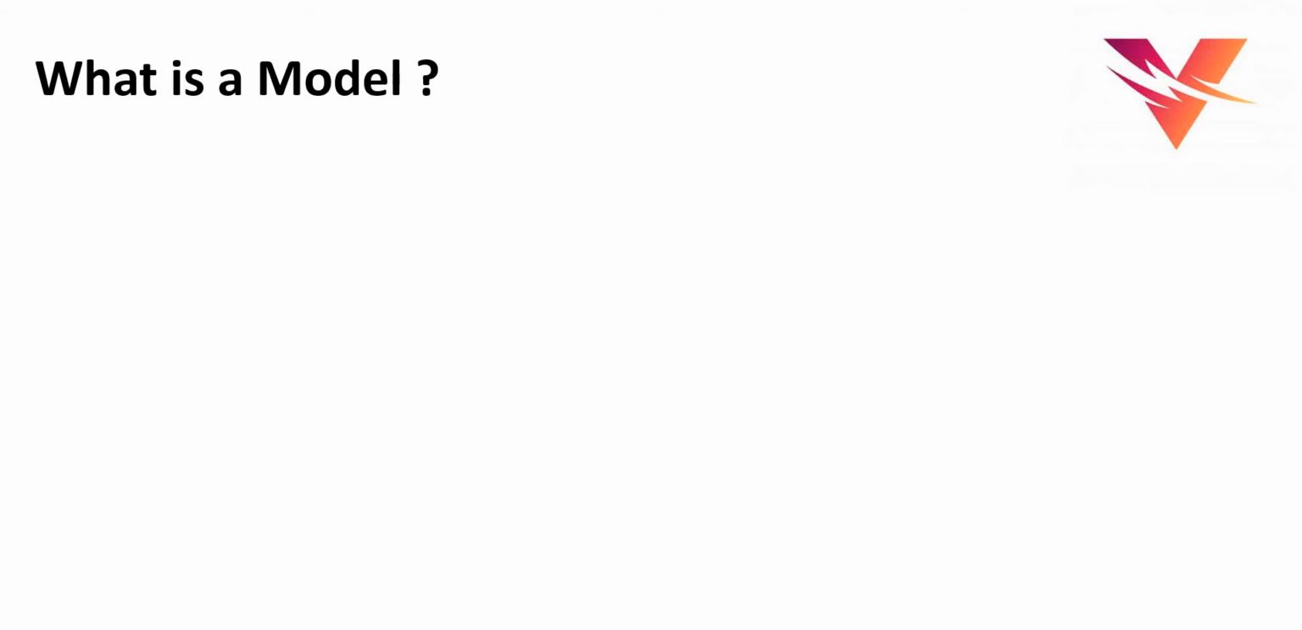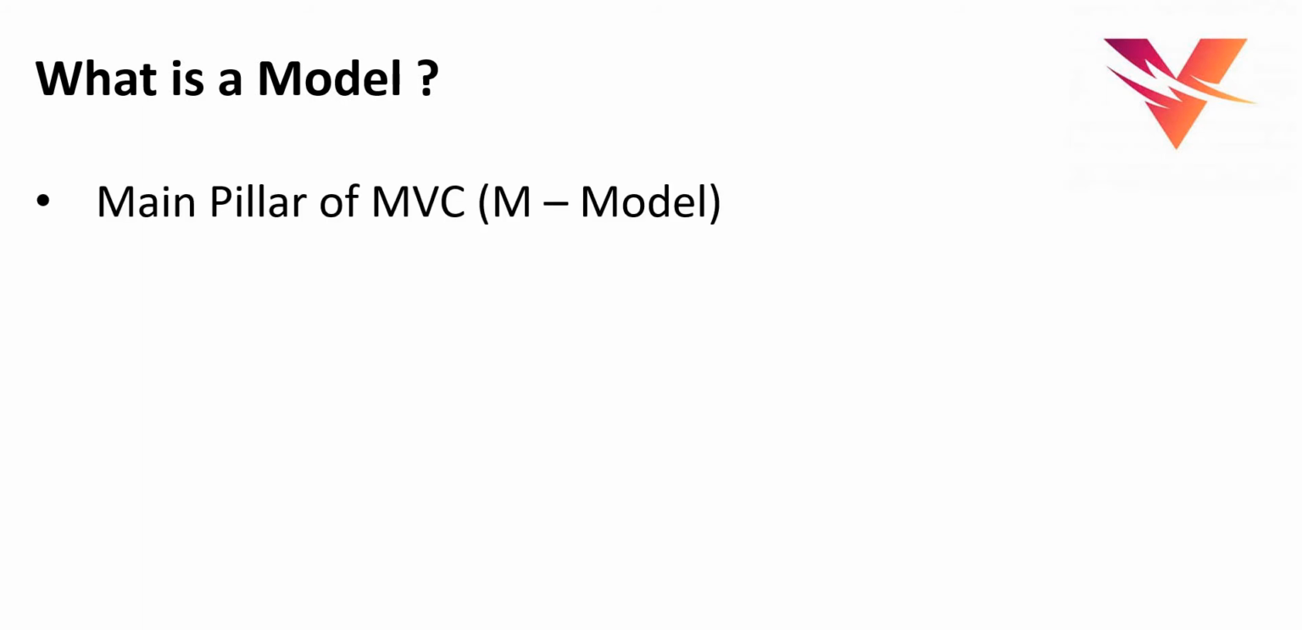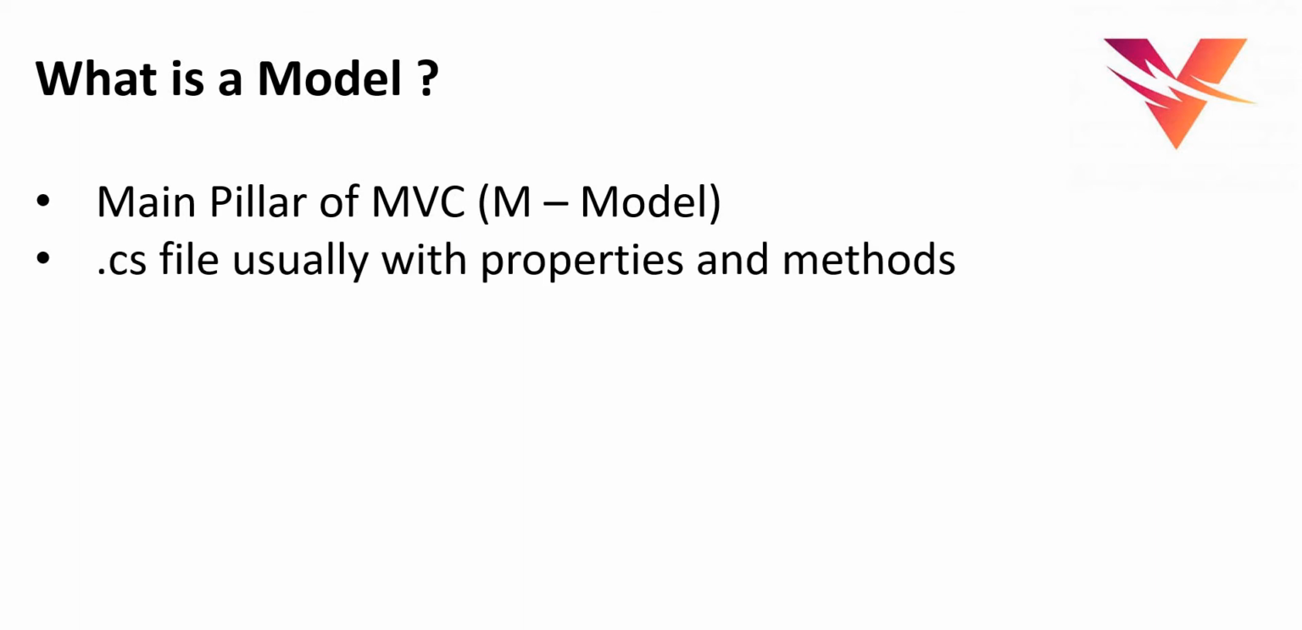So what is a model basically? Model is a main pillar of MVC, which means that, as you can see, M stands for model, V for view, and C for controller, right? And a model is nothing special. It is basically a normal class containing properties and methods, as we used to define our normal classes that contain the state and behavior of a particular class, right? Similarly, a model is also a normal class, and the extension of that class is .cs, and it usually contains properties and methods, right?